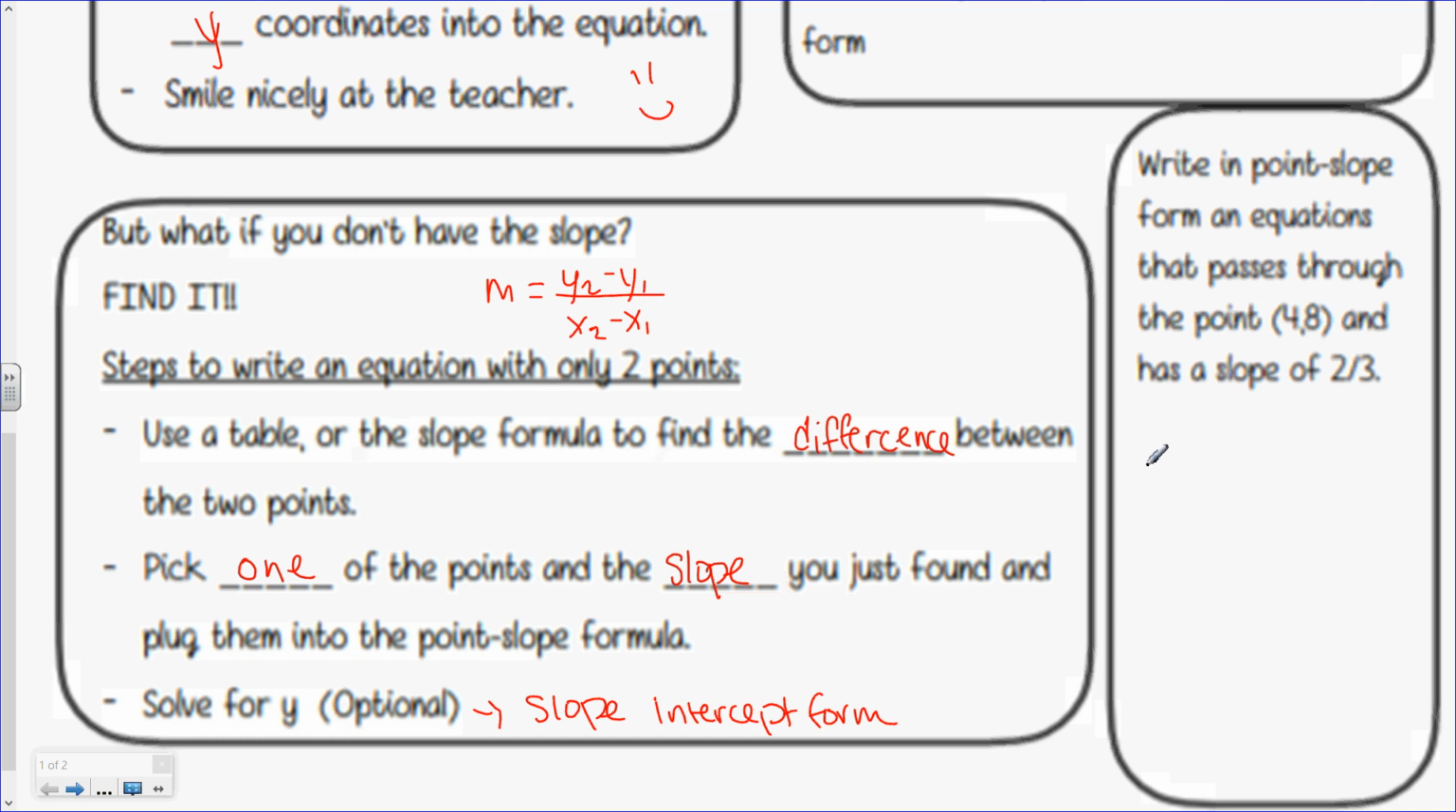So let's do an example. My slope in this problem is 2/3, and I have the point (4, 8). Remember, it's y minus y1. 8 is my y coordinate, so I'm going to put 8 there. And then it's my slope times x minus x1, which is 4.